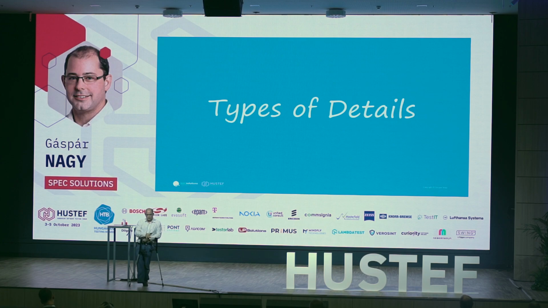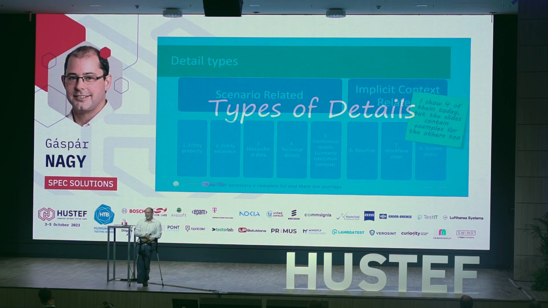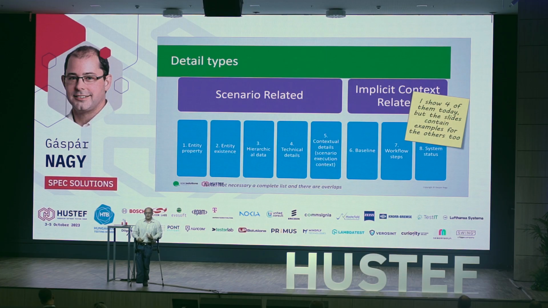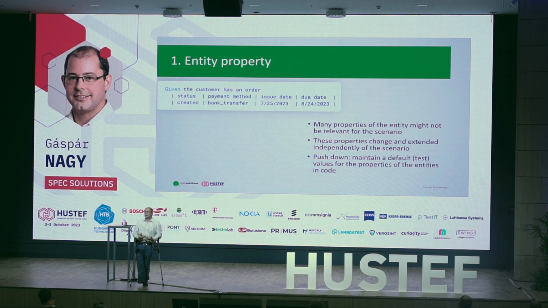Last, I want to just share a couple of ideas about the kind of details that you might have. I just identified, I don't know, 8 different kinds. Maybe there are more. This is not really an exact list. And obviously, I will not be able to go through all of them in 3 minutes. I will just show you 4, just to illustrate a little bit what kind of details these are and what this push-down thinking means.